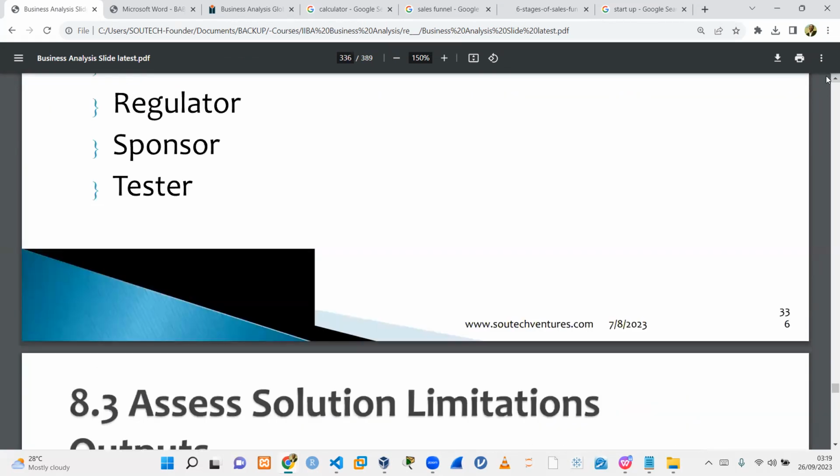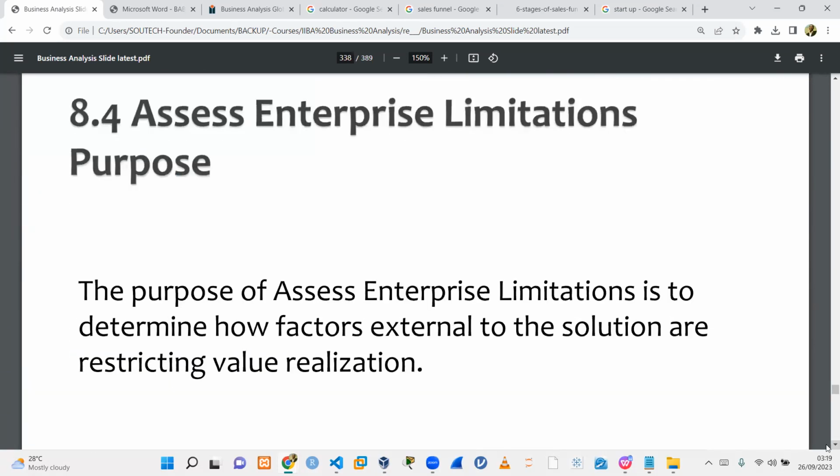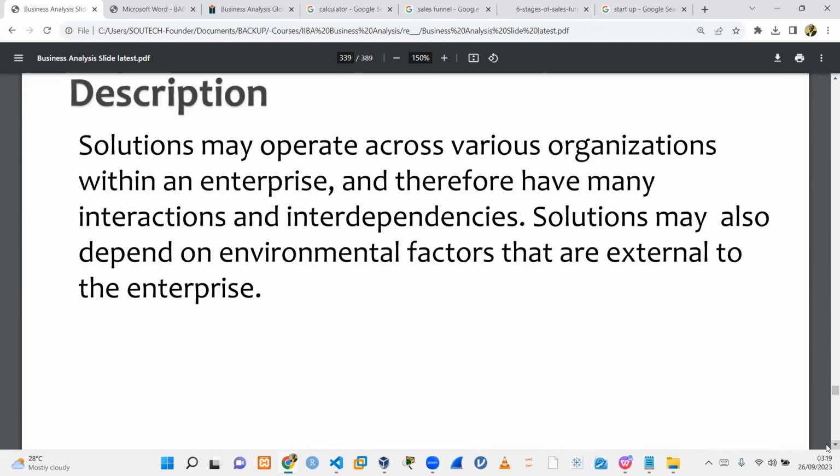Enterprise limitation can be external. Solution limitation mostly is internal, because you are trying to look at the limitation of your solution, whereas here you're trying to look at the limitation of external factors, right? So things like regulation, politics, inflation, those are things that you don't have full control over.